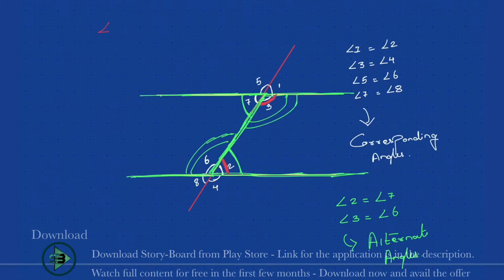Any other angles? Angle 3 and angle 2. The sum of angle 3 and angle 2 will always be 180 degrees. If you can remember, these are interior angles. Similarly, angle 6 plus angle 7 will be equal to 180 degrees. This is also a pair of interior angles. So remember corresponding angles, alternate angles and interior angles. How do you find them?